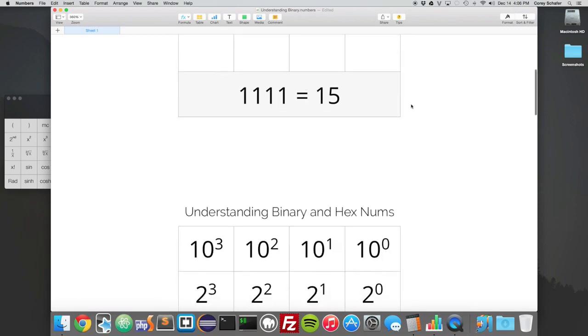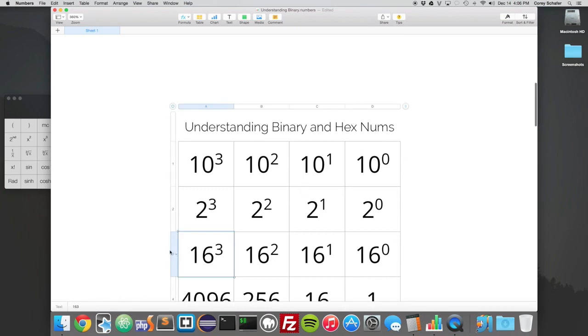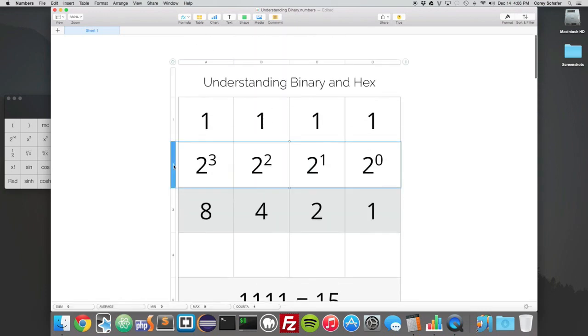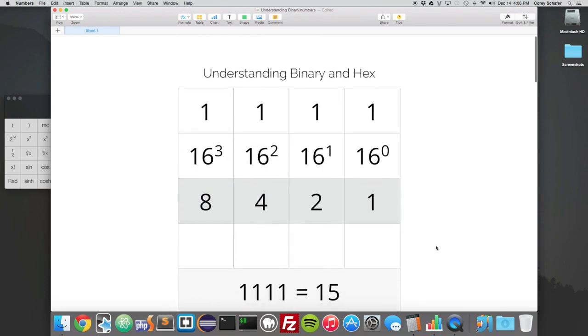So let's take a look at how we would calculate a hexadecimal value. Let me copy this. Now we're using base 16 instead.